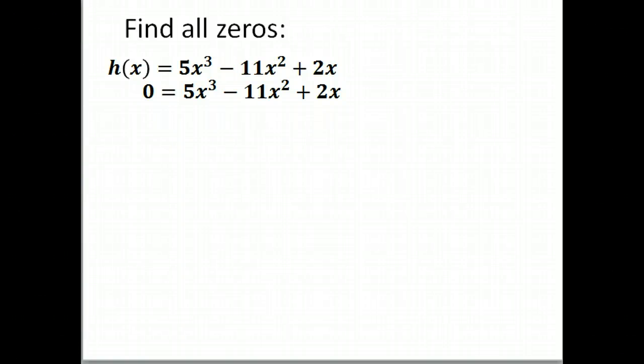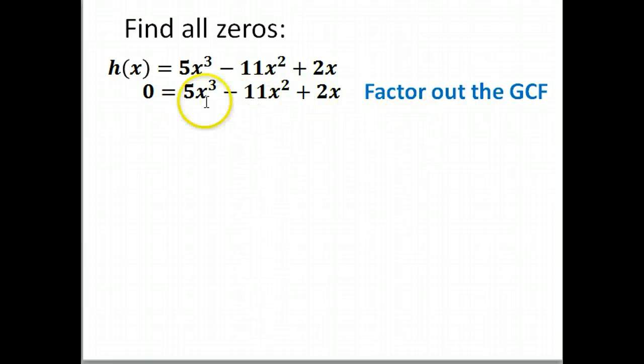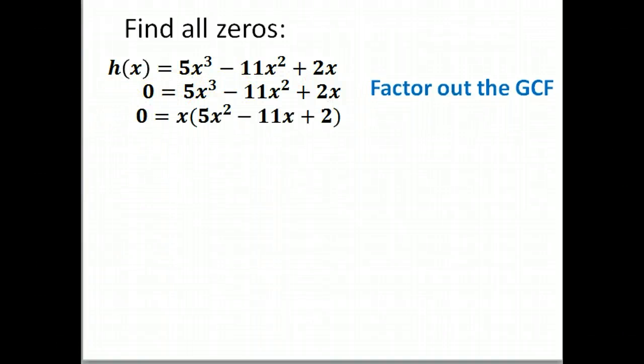Okay, now I'm trying to determine if there's a greatest common factor that I can factor out. Is there something that goes into all three of those? Well, 5 and 11 don't have anything, and 2 doesn't help, but I do notice all three of them have an x. So the first thing I'm going to do is factor out an x. There's my x, and if I factor out an x, that leaves me 5x squared minus 11x plus 2.